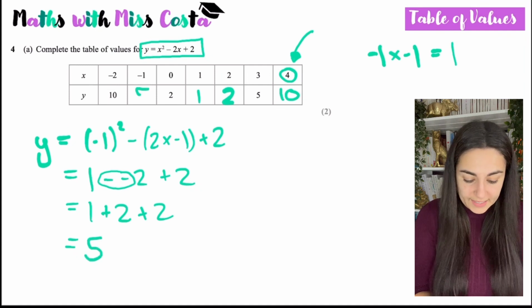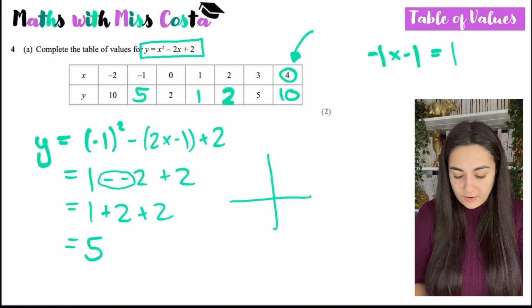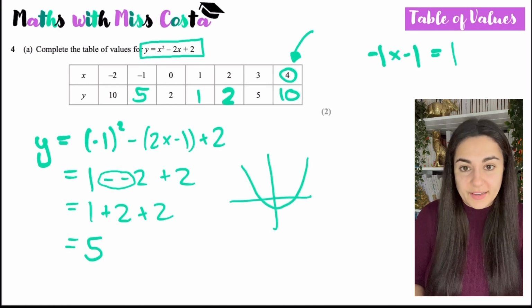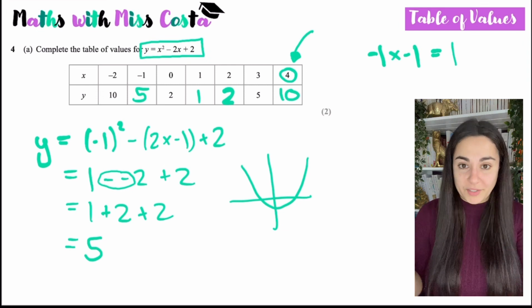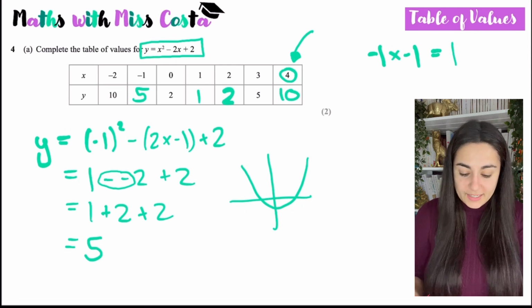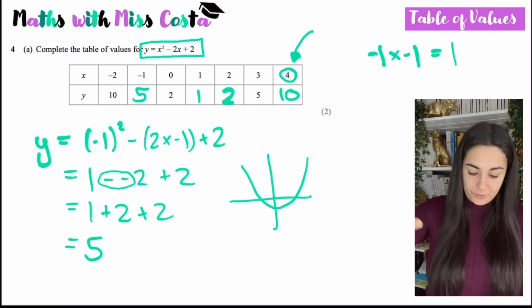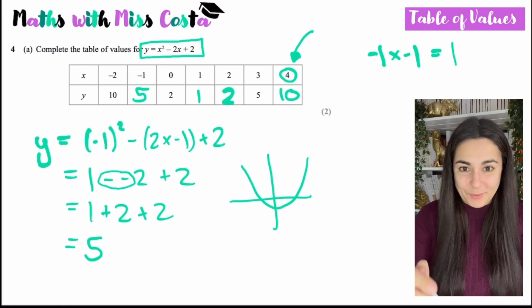And what you should see is that it's a quadratic. So a quadratic graph is always going to look something like this, because it's symmetrical, because a negative number squared is the same as its positive counterpart. So like negative 2 squared is the same as 2 squared. So it forms a symmetrical pattern. So that's all we have to do for this part of the question.